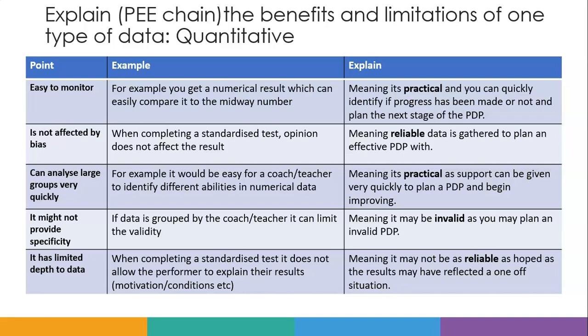But to get those full marks, we've had to write an example of what that means and then an explanation of its impact. So I'll just talk through one, because otherwise I'd be talking for a long time and you can all read. If it's easier to monitor, an example is, you get a numerical result which you could easily compare to the midway number if you've repeated the test. Explanation: meaning it's practical and you can quickly identify if progress has been made or not and plan the next stage of the PDP.